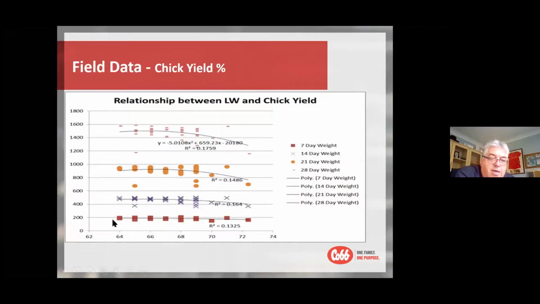This is more data here, but when you got chick yield of 64, 66, 68%, as soon as you get above that 68%, you could see the 7-day weights, the 14-day weights, 21, 28, everything is starting to drop off once you get above that 69%.